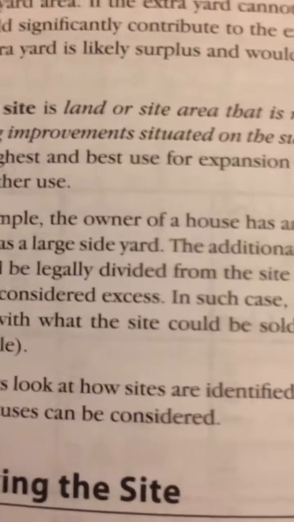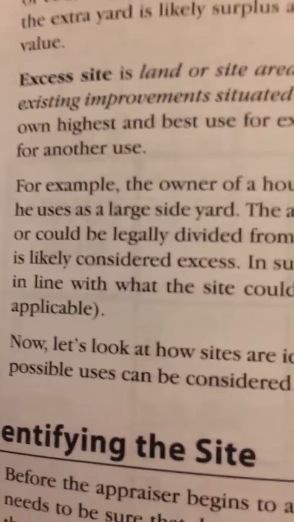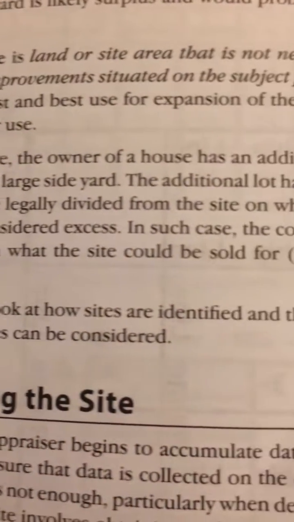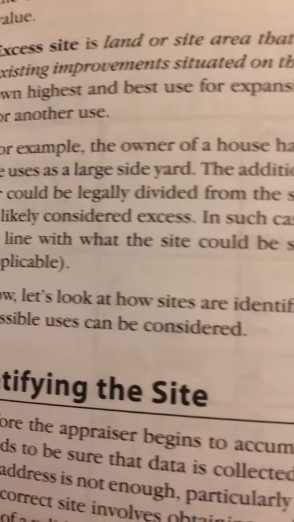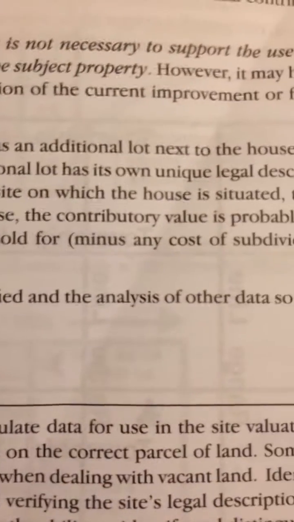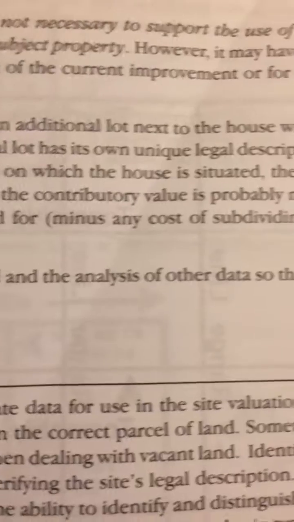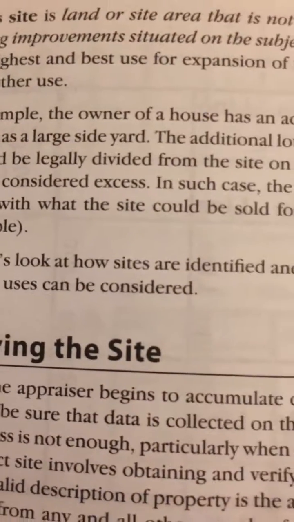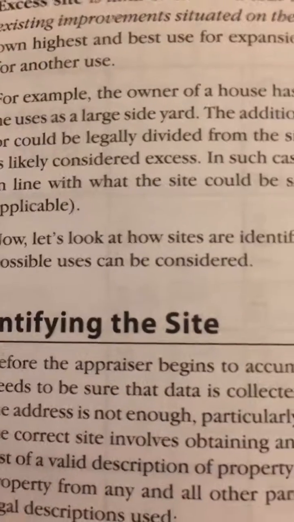For example, the owner of a house has an additional lot next to the house which he uses as a large side yard. The additional lot has its own unique legal description or could be legally divided from the site on which the house is situated. The site is likely considered excess. In such case, the contributory value is probably more in line with what the site could be sold for, minus any cost of subdividing, if applicable. Now, let's look at how sites are identified and the analysis of other data so that all possible uses can be considered.